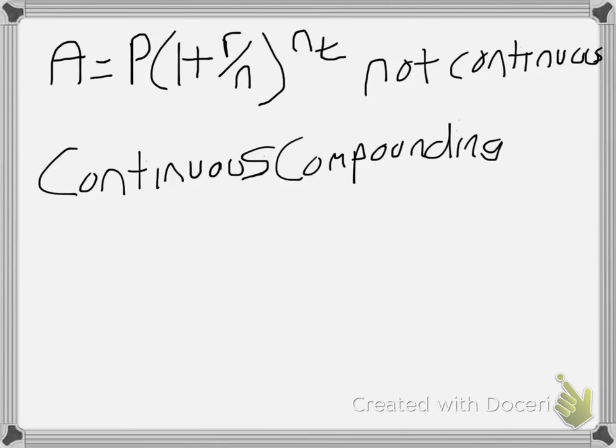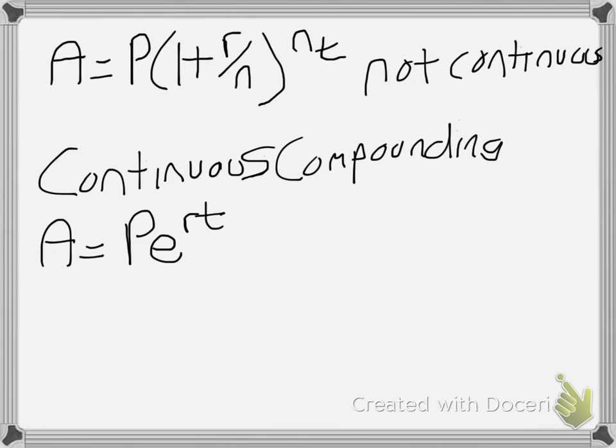This is where that lovely little function e comes into effect. I'm sure you've seen this before. Here's your formula: A equals P times e to the RT, where e is the e value that you're just looking at, the natural base. It's like 2.7, something like that.